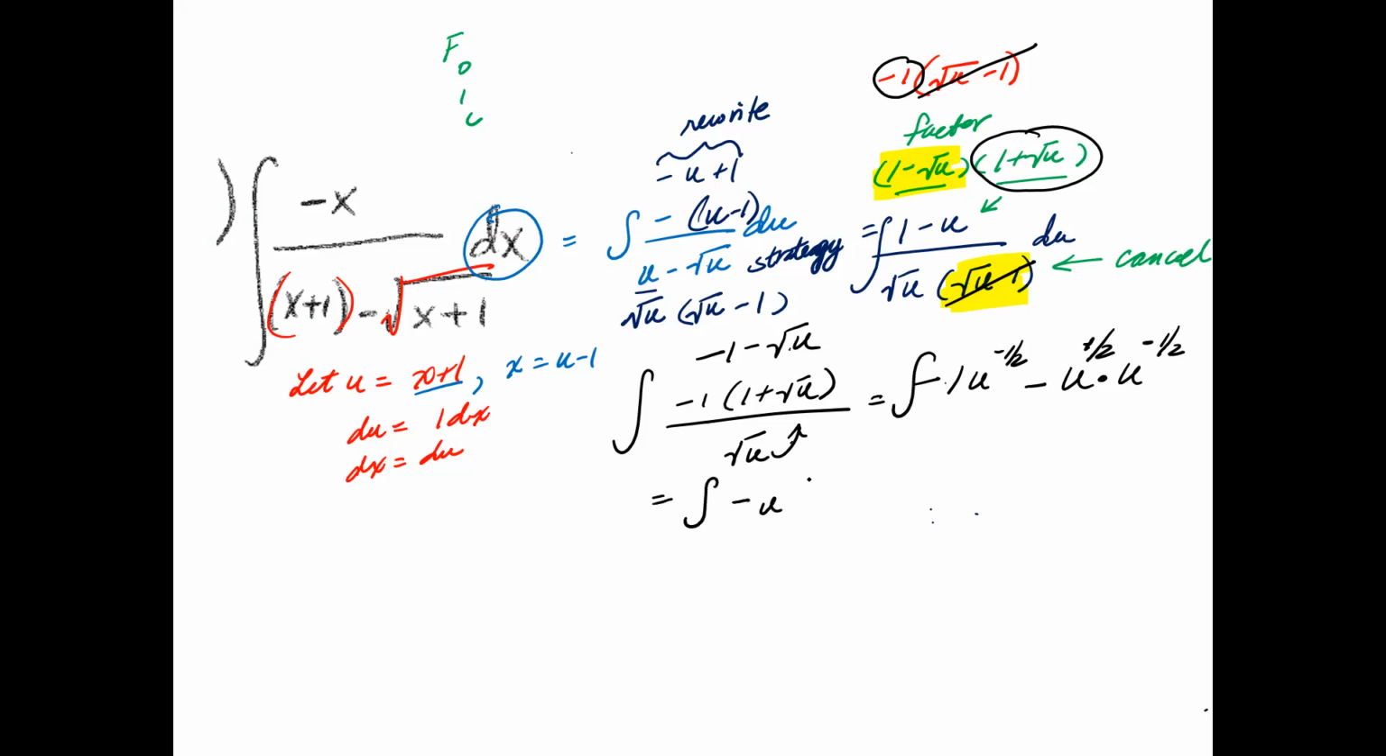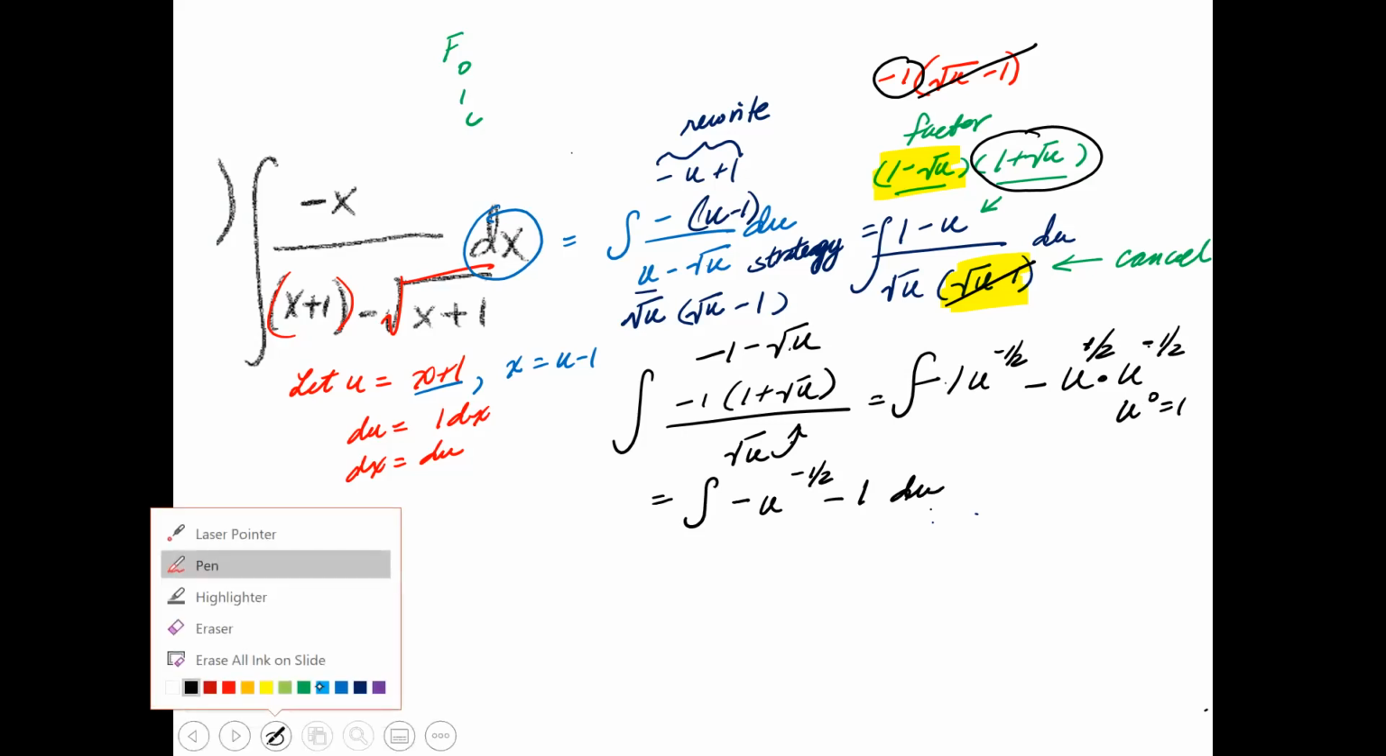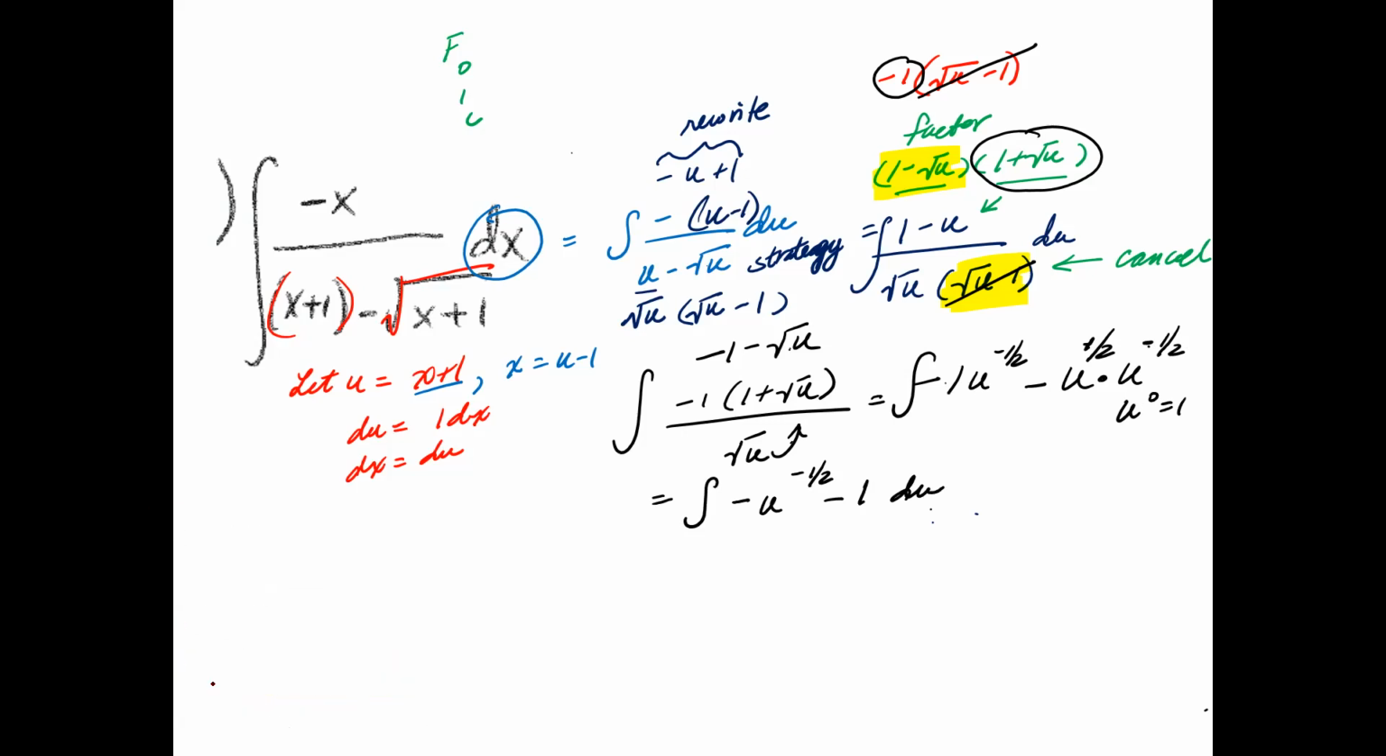Which is the same thing as negative u to the negative 1/2, minus, 1/2 minus 1/2 is 0. U to the 0 power is just 1. So minus 1 du. And now that I have primed it up to be integrated, I can go ahead and do plus 1 to the exponent, giving 1 over 2, so divided by 1 over 2, flip that, which gives you a negative 2 u to the 1/2 minus, make sure you integrate this. The integral of 1 is just going to be u, and then plus c.